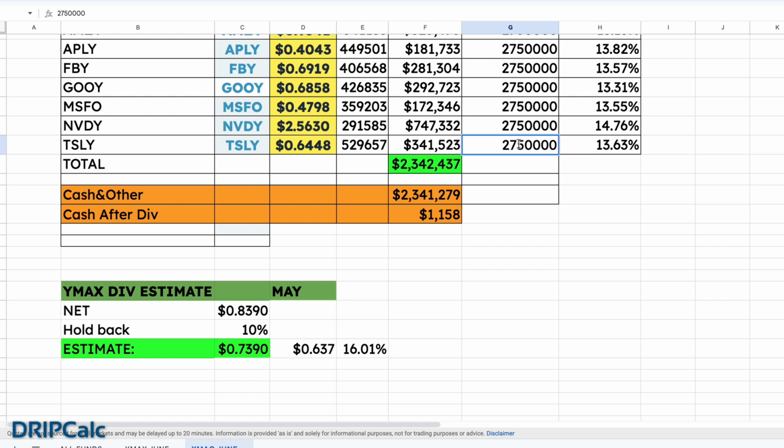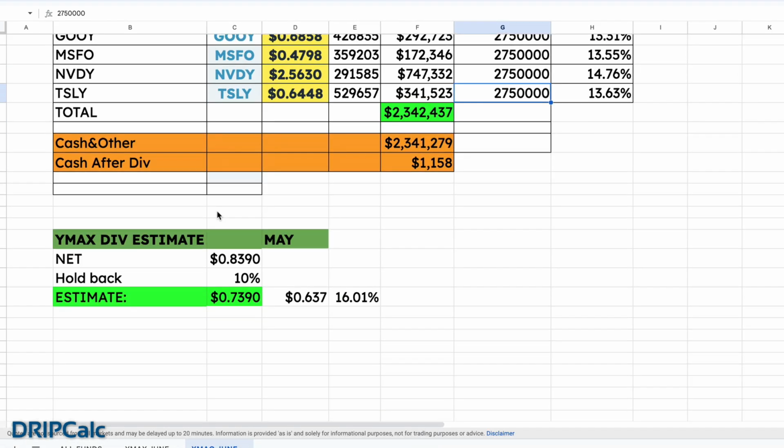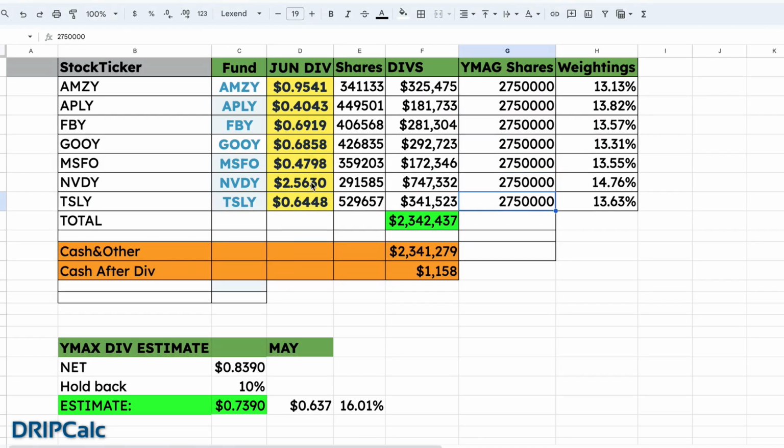Okay, let's play with the number of shares outstanding, because we have a week to go. Let's say there's 250 thousand more shares. We're still about 5% above last month, so that's pretty good. All right, so yeah, the June distribution for YMAG will be pretty good, and that's mostly on the back of NVIDIA because it's the GOAT. It's made a significant share.